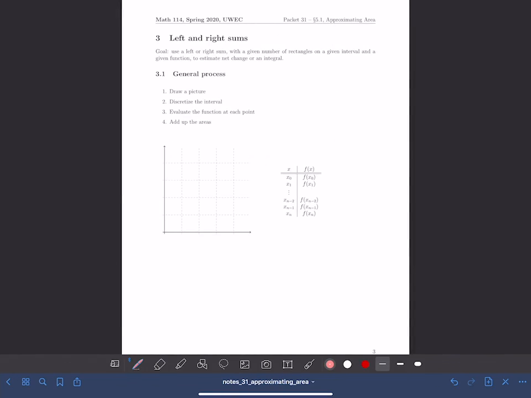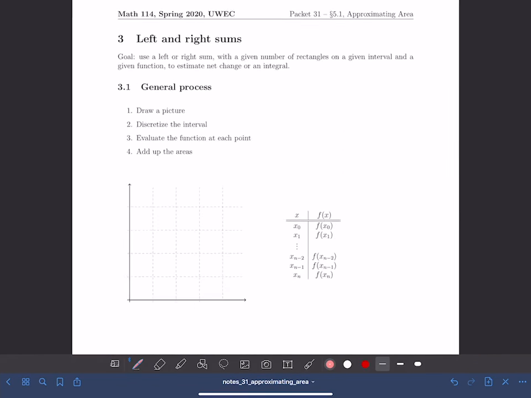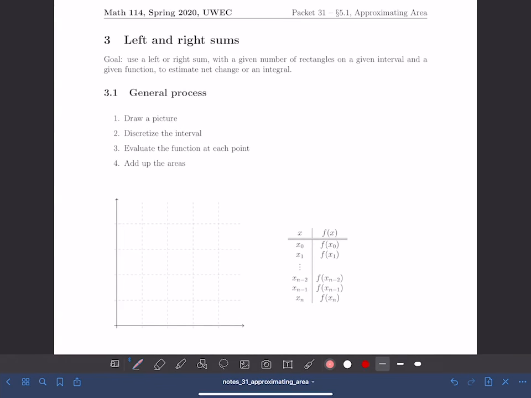Moving pages on, we're going to use left or right sums with a given number of rectangles on a given interval and a given function to estimate net change on an interval. So let's make that really explicit here. I'm given a function in symbolic form. Or I could be given a table of values that I have to go look up from.